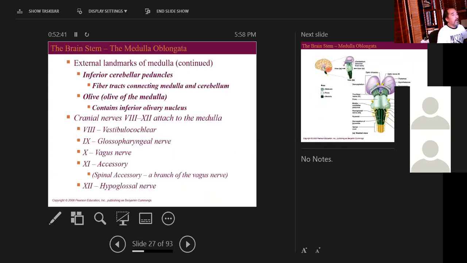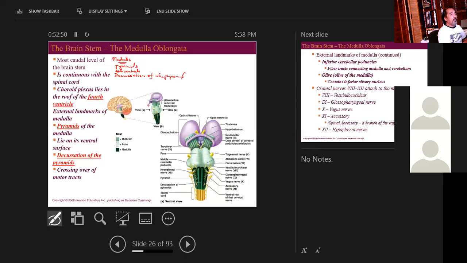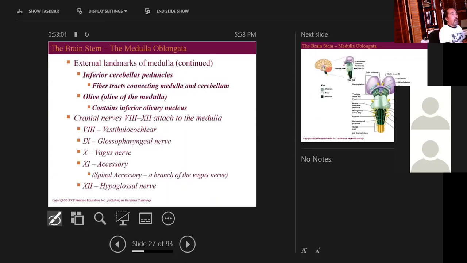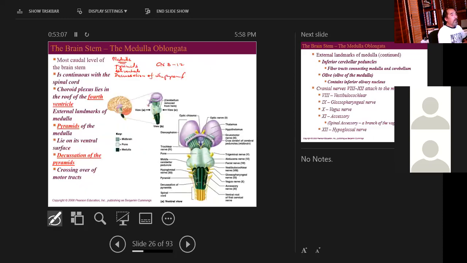So let's go back here. Now we have the cranial nerves. This is the medulla oblongata. What cranial nerves does the medulla oblongata have? Cranial nerves 8 to 12 belong to the medulla oblongata. We also have the olive and the inferior cerebellar peduncle. The olive is the area here to the side, and it is part of the medulla, and the other one is the inferior cerebellar peduncle.